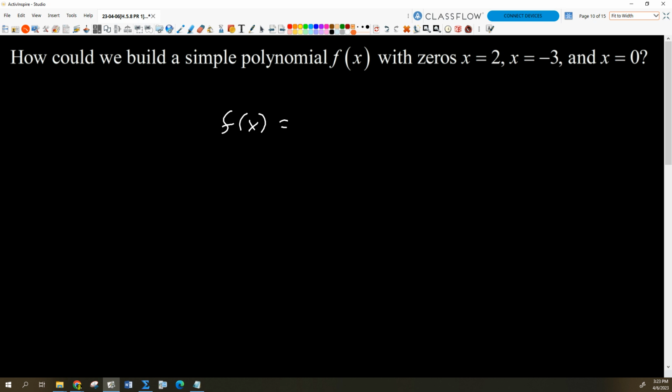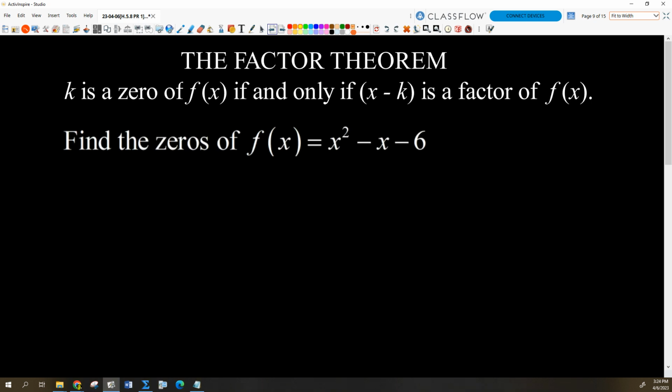Yeah, look, exactly. If this is a zero, if k is a zero, what's the factor? X minus k, right? So we go back again to this factor theorem. K is a zero of f of x if and only if x minus k is a factor. If and only if is the same thing, by the way, as a two-directional arrow. So each one implies the other.